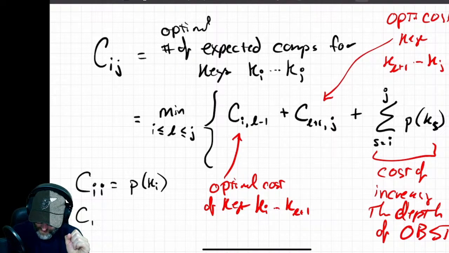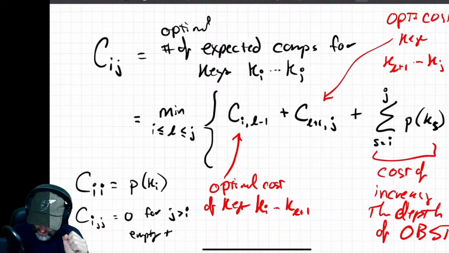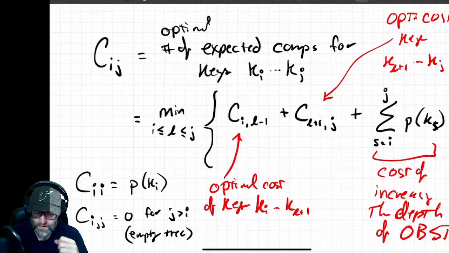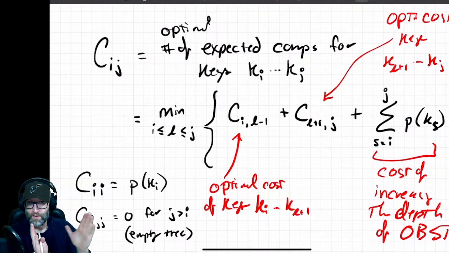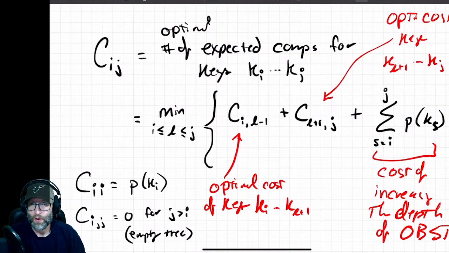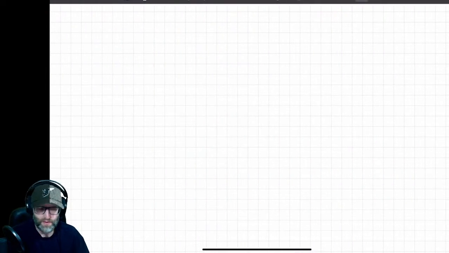C sub i, j is going to be 0 for j less than i. Why? Because it's an empty tree. I've got i and j. When they meet, then I'm considering a one node tree. When they pass each other, I'm considering no keys at all.